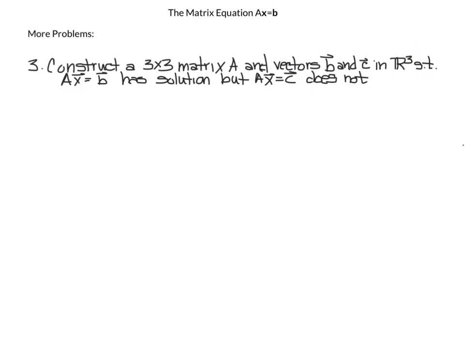This last problem is to construct a 3 by 3 matrix A and vectors B and C in R3 such that Ax equals B has a solution, but Ax equals C does not. This one is interesting, and I encourage you to try it on your own. If you get stuck, I'll have a hint on the next slide, and then I'll encourage you again to try working with a hint. And then finally, I'll give you the solution.